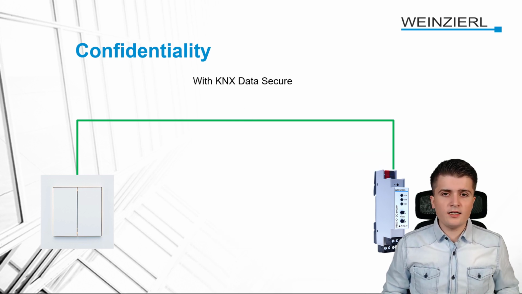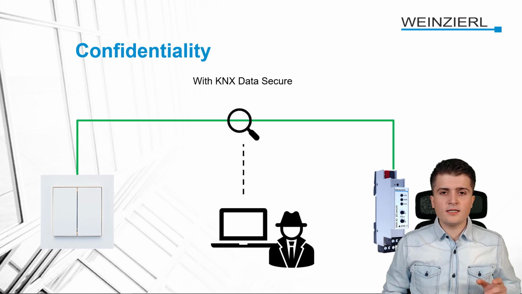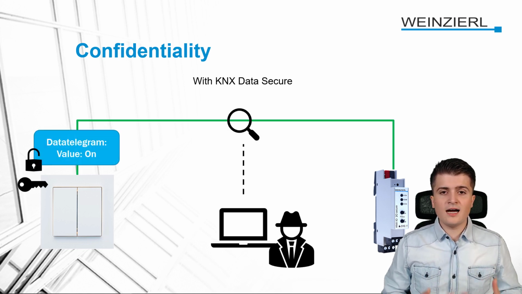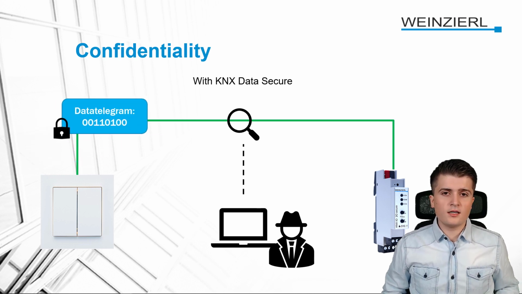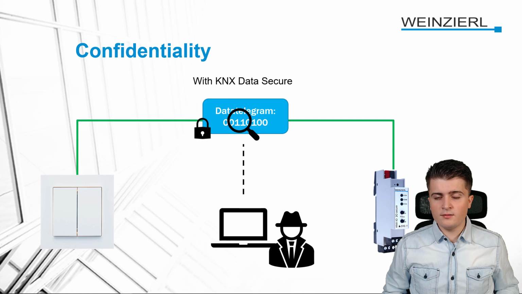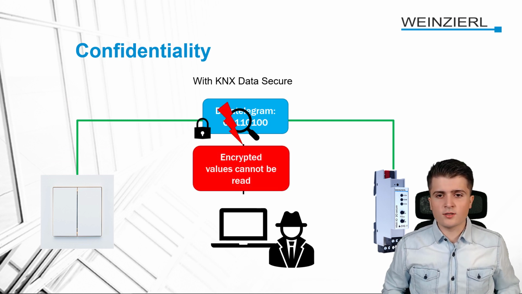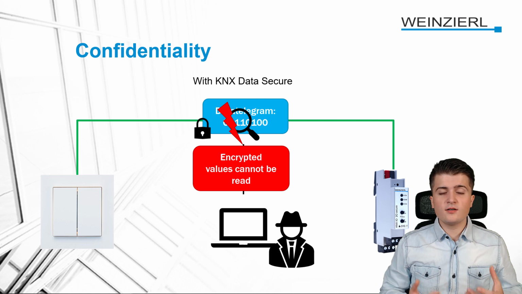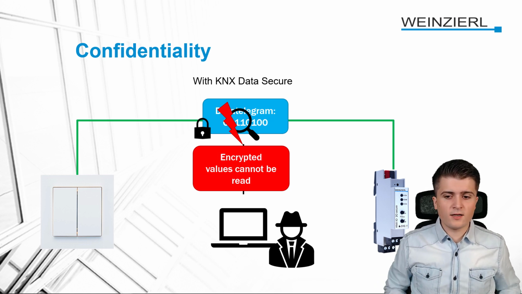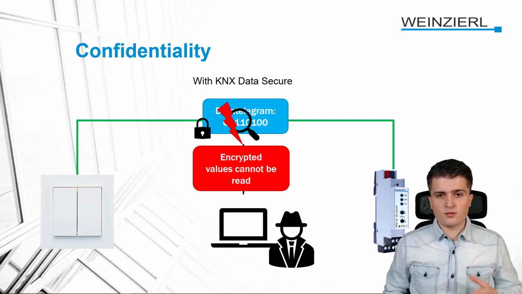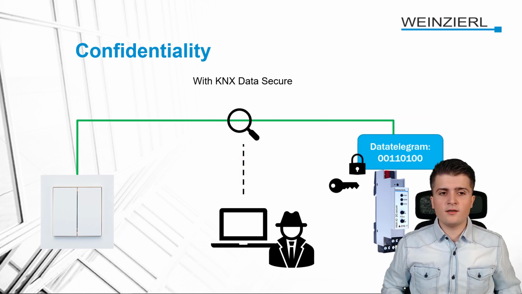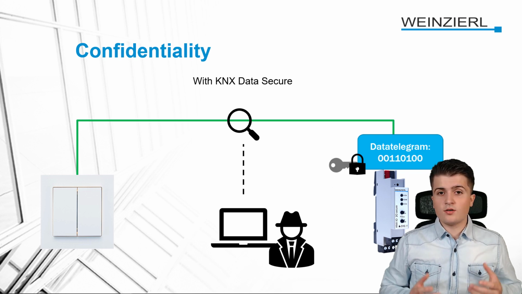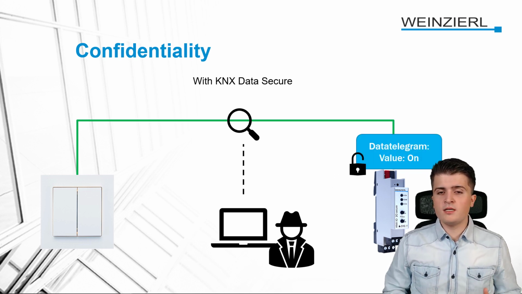However, with KNX Data Security, the telegram now is being locked. So we can't see any information of this telegram. When an attacker is connected to the twisted pair line, it will only see zeros and ones. So the attacker can't read out the information because encrypted values cannot be read. However, the switching actuator on the other side is capable of unlocking this message and will then react to this message. So this is confidentiality, which means that the messages will be encrypted.